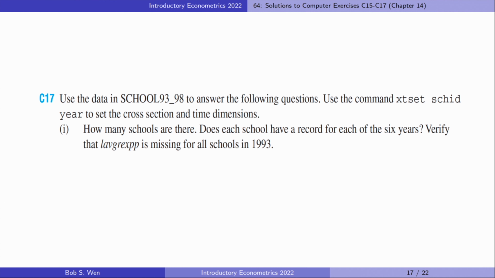Finally, we reached the final computer exercise. We use the data to answer the following questions. Use the command xtset, school ID, year, to set the cross-section and time dimensions. In Part 1, how many schools are there? Does each school have a record for each of the 6 years? Verify that the log of average real expenditure is missing for all schools in 1993.